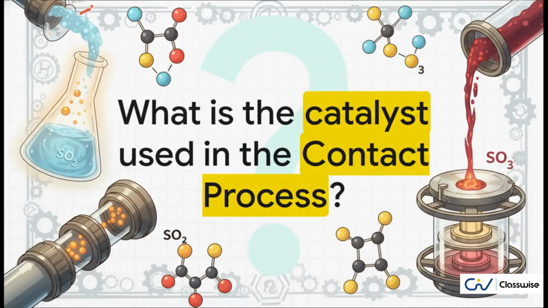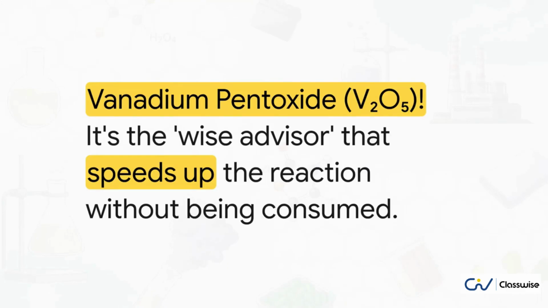Okay, pop quiz time. Let's see what's stuck. Ready? First question. What's the name of that super important catalyst in the contact process? The answer is vanadium pentoxide, V2O5. Yes, if you got that, nice job.